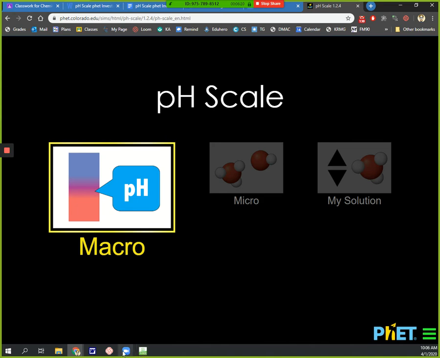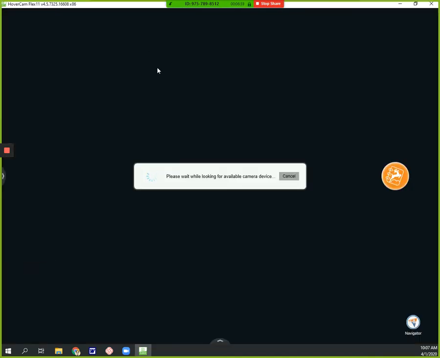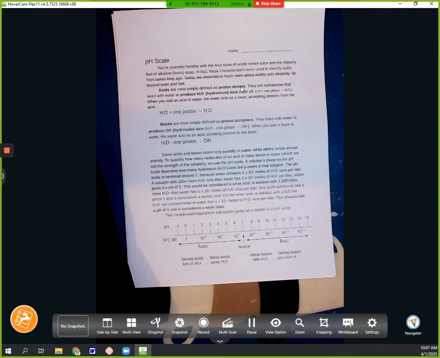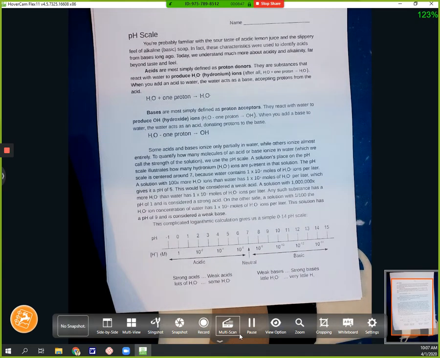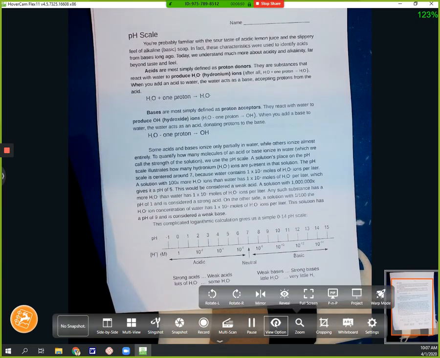So I'm going to start. Let me get my webcam started up here real quick. I'm going to start reading directions on here. It talks about just some intro on the pH scale. It says you're probably familiar with the sour taste of lemon juice, slippery feel of basic soap. View option. Let's go full screen.